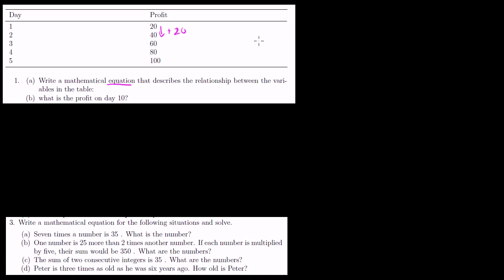So maybe the formula here is that our profit is equal to the day times 20, is equal to 20 times the day. Does that fit the data? Let's see. You could try it with all of them, but when the day is 5, 20 times 5 is 100. 5 times 20 is 100. Yeah, it looks like it actually fits the data. And if we wanted to write it a little bit more algebraically, we could say that profit is P and day is D, and we would write our equation as profit is equal to 20 times D, or 20D. So that's part A. I wrote a mathematical equation that describes the relationship.